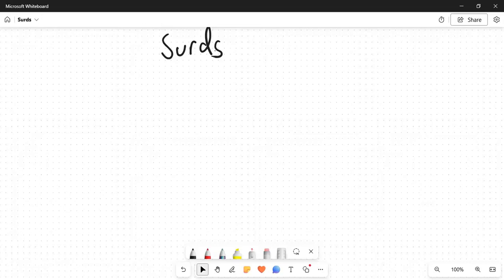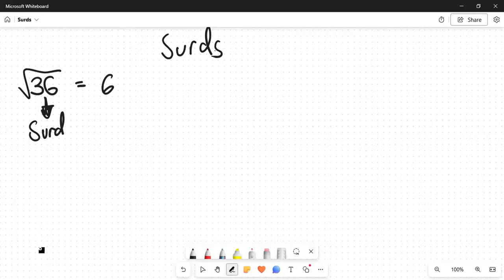So, what's a surd? A surd is any number which can be inside the root. For example, if you're told to find the square root of 36, this 36 here is your surd, and 6 is your output. But in surds, we're going to be learning how to simplify square roots which are not perfect squares.